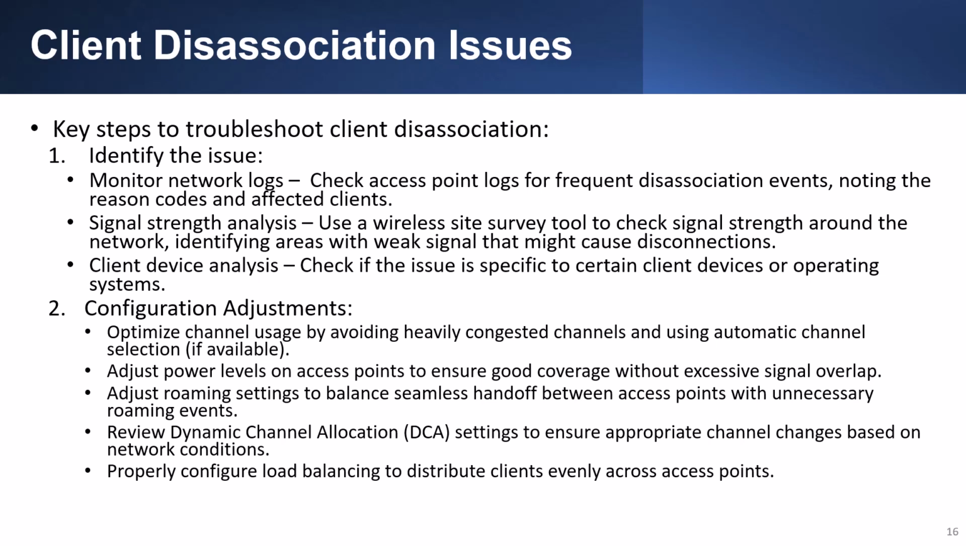2. Configuration adjustments, including optimize channel usage by avoiding heavily congested channels and using automatic channel selection if available. Adjust power levels on access points to ensure good coverage without excessive signal overlap. Adjust roaming settings to balance seamless handoff between access points with unnecessary roaming events. Review dynamic channel allocation, or DCA, settings to ensure appropriate channel changes based on the network conditions. And properly configure load balancing to distribute clients evenly across access points.